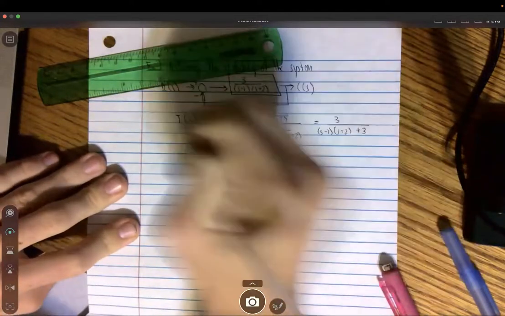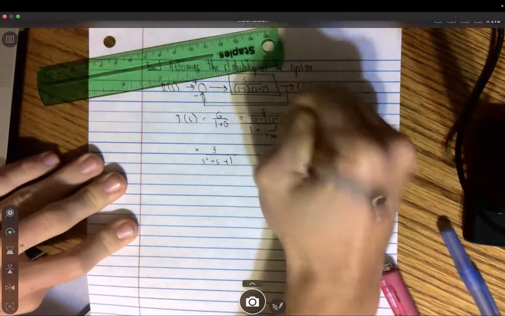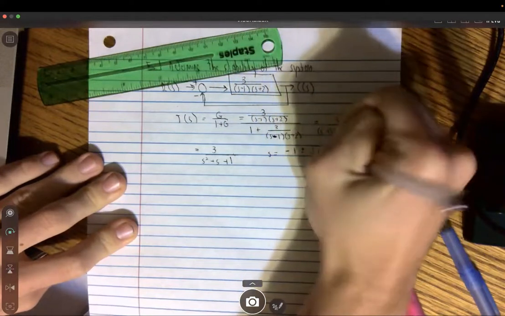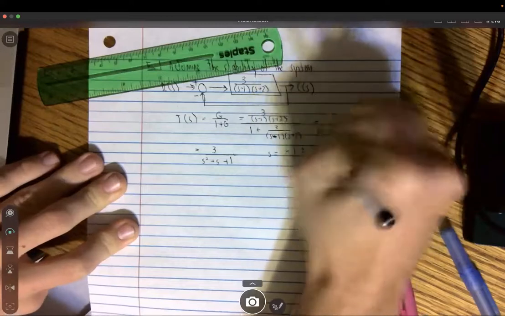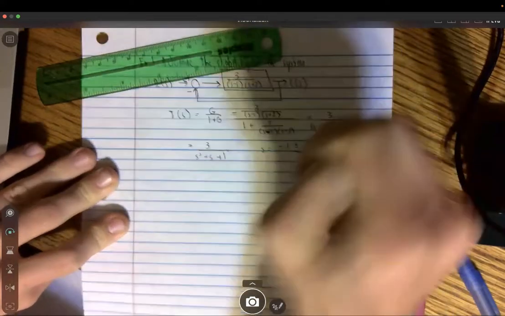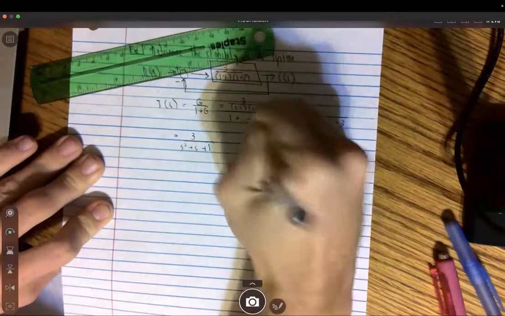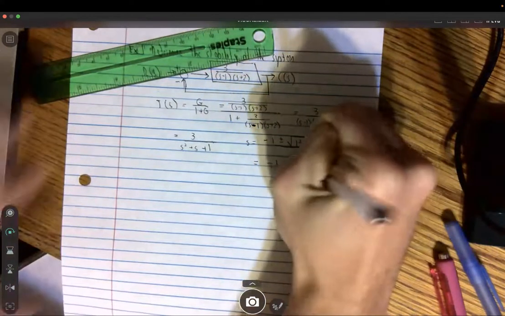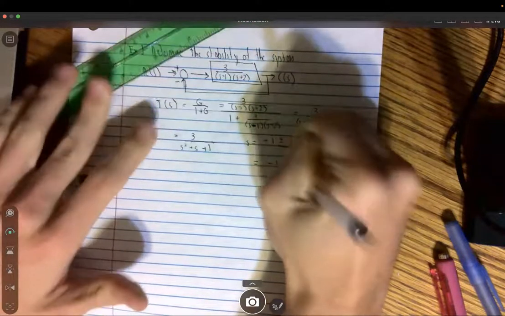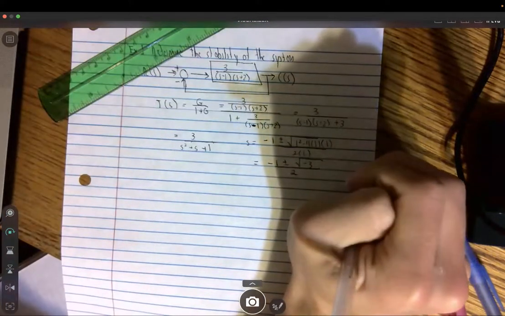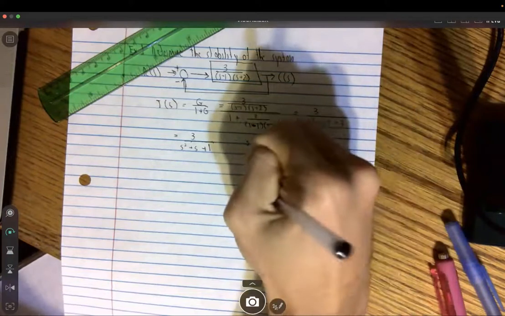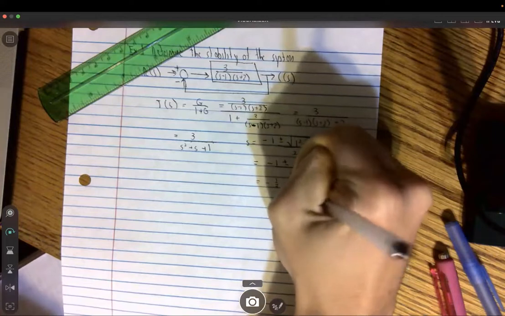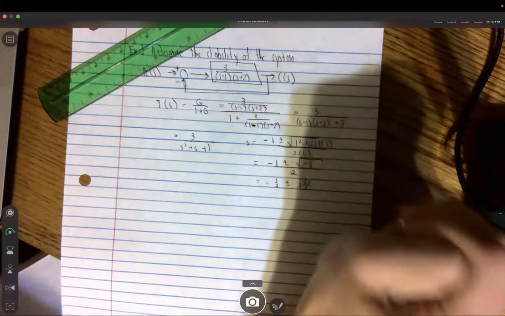Okay, now that we got that, we have to find the poles of the denominator and just use the quadratic formula. So negative b plus minus square root b squared minus 4ac all over 2a, which is going to be negative 1 plus minus square root of 1 minus 4 times negative 3, all over 2. Okay, now we're going to get negative 1/2 plus minus j rad 3 all over 2.